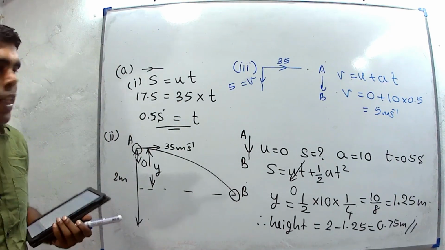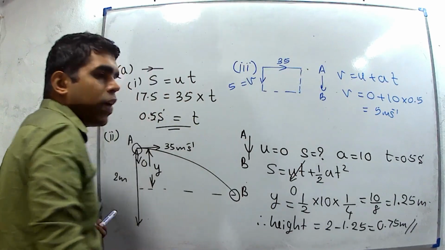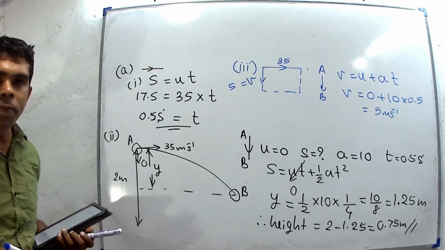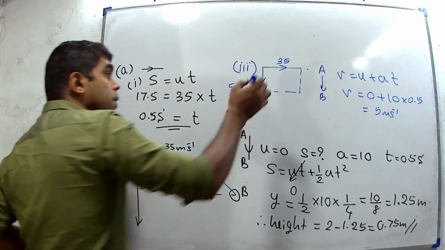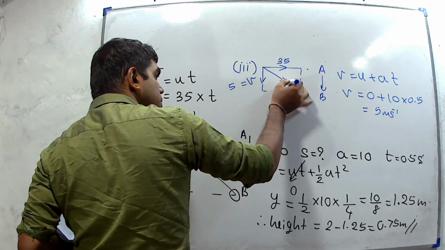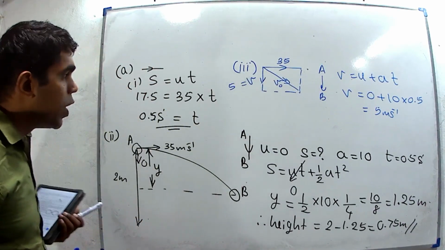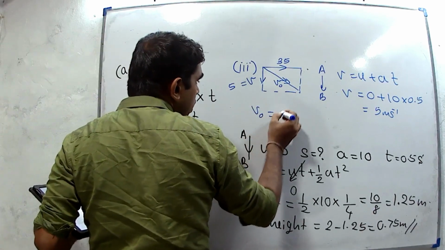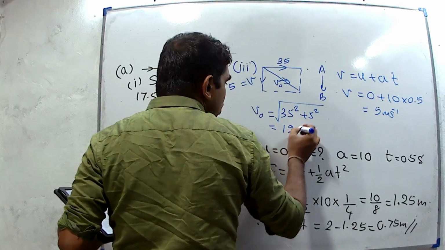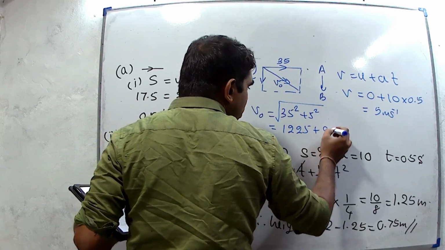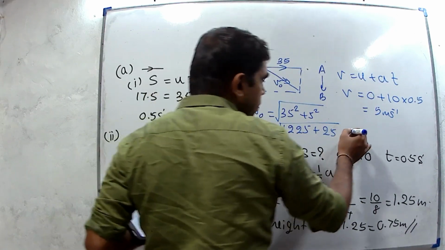We have to calculate the resultant velocity. When calculating the resultant velocity, we can use the equation r squared equals p squared plus q squared plus 2pq cos theta, or we can use the Pythagoras theorem directly. We can get the final velocity, I will consider it as v naught. v naught is the square root of 35 squared plus 5 squared. 35 squared is 1225, 5 squared is 25, so root 1250.